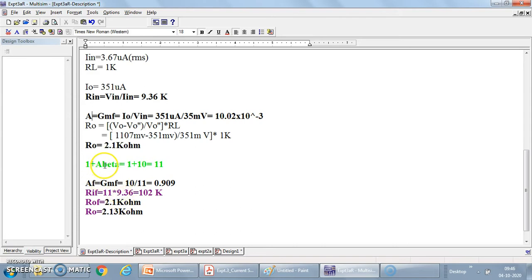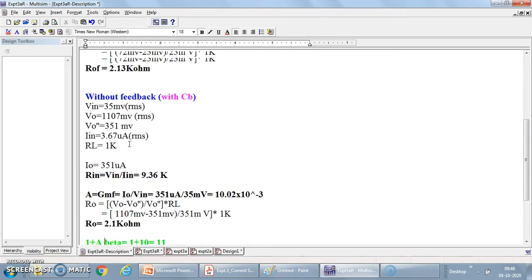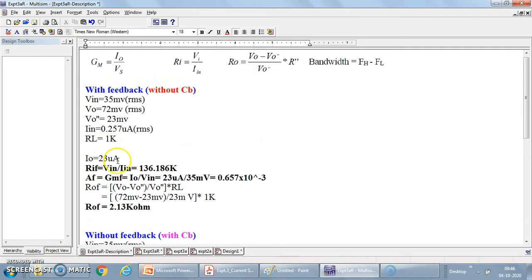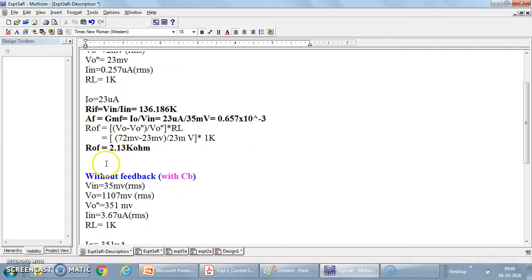So 1 plus A beta. I cannot write the symbol of beta here, so I have written it as beta, which is the feedback fraction. What is the feedback fraction? When we go with feedback, this feedback fraction beta is, as it is given through the resistance RS, equal to 1k. So beta is the feedback fraction.